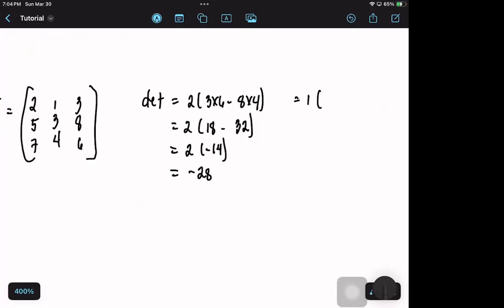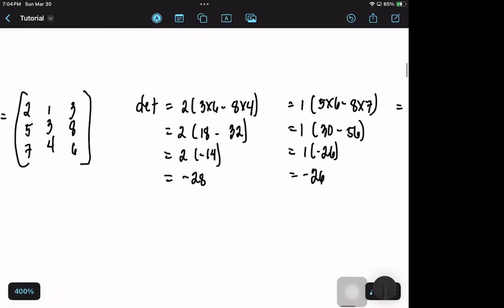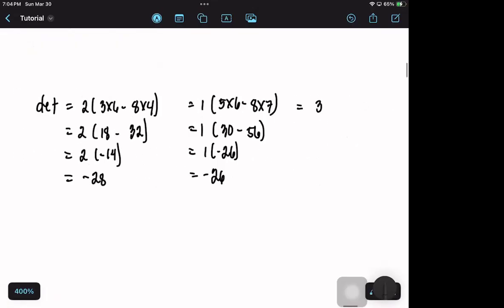The cofactor for 1 is 5 times 6 minus 8 times 7. That is 30 minus 56, which is definitely negative 26. So you multiply that by 1, and it becomes negative 26. Now, the cofactor of 3, we'll identify that here.